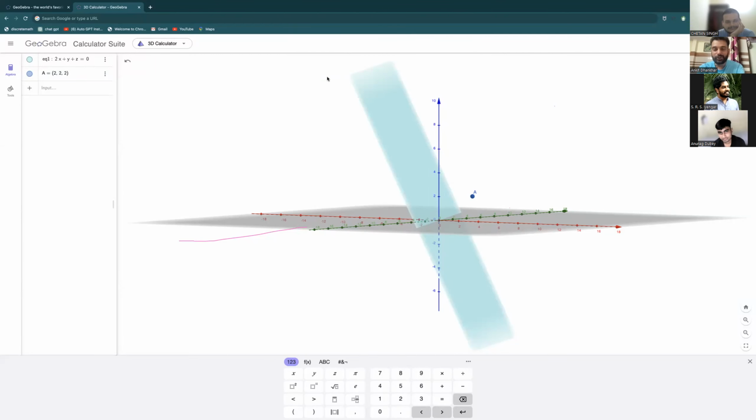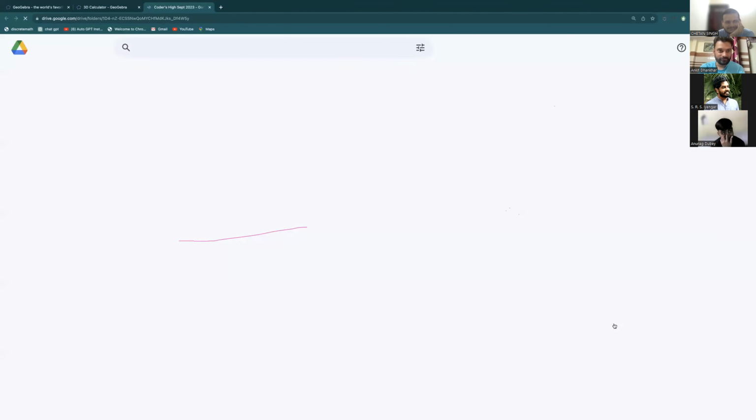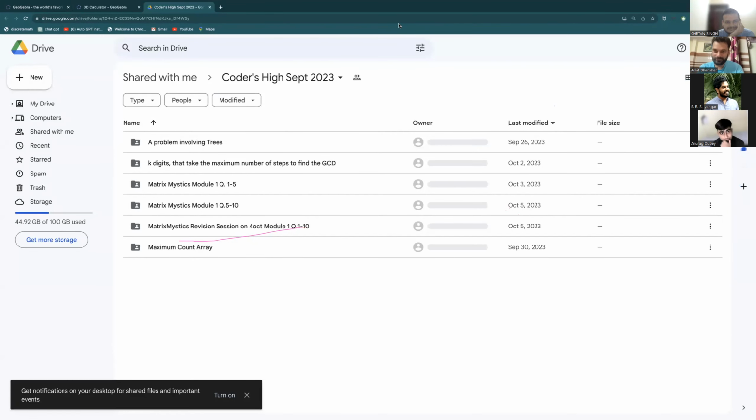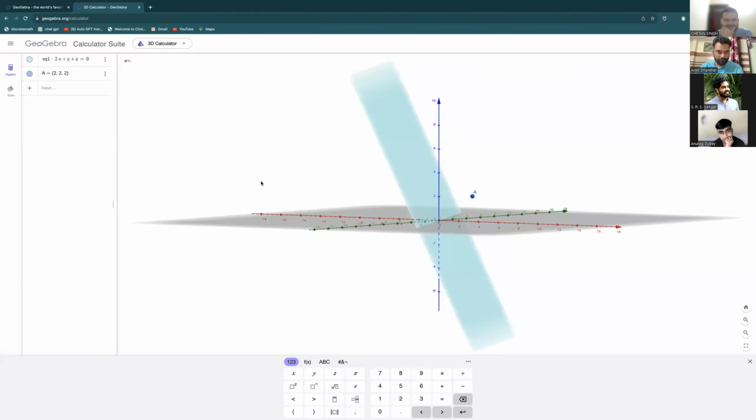Can anyone show me how to input this individual point here? This plane we definitely do, but Ankit, somebody has written in the chat box. Just write 2, 2, 2. Okay.